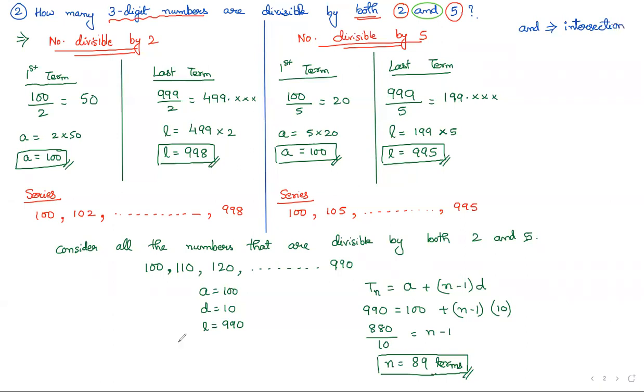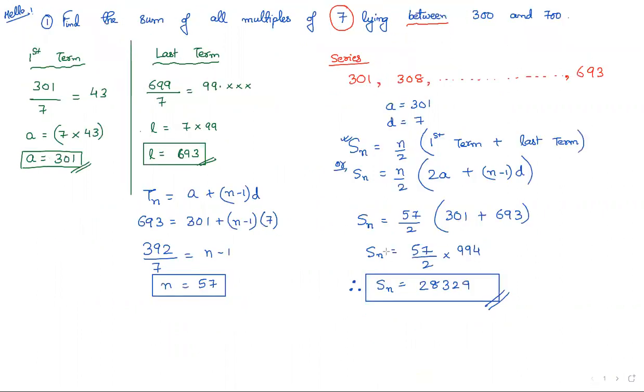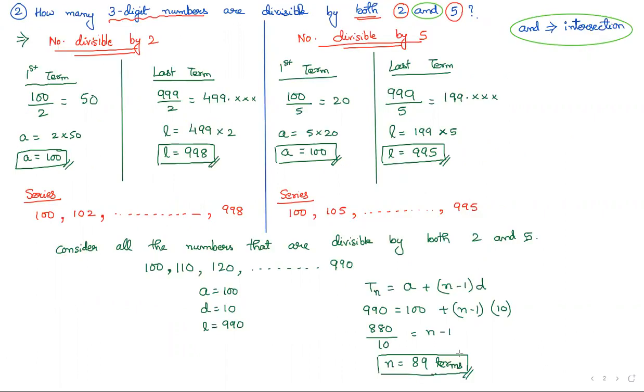Here they can also ask you to find out the sum of all the terms that are divisible by this. So now that you know the series, don't you think you can find out the sum? It is simple. Just like in a previous sum, use the formula, get the answer. Because you know the n value, you know the a value, you know the l value, you know the common difference. It's fine. So you can do anything. But the only thing is that you need to understand that 'and' means intersection.